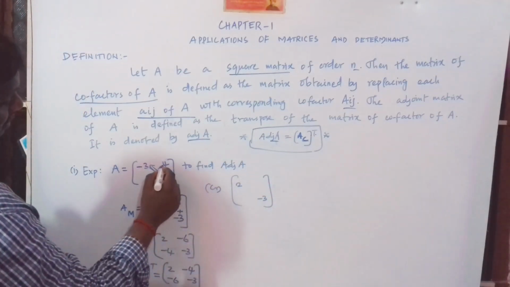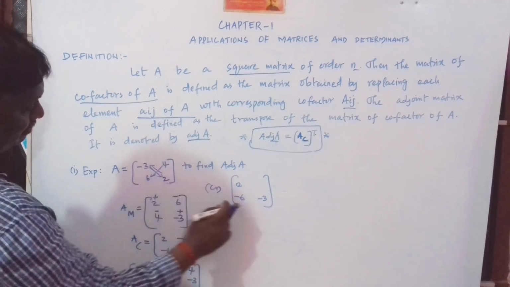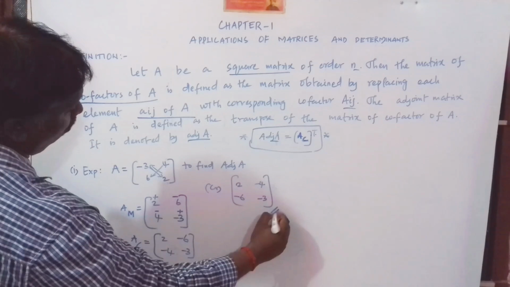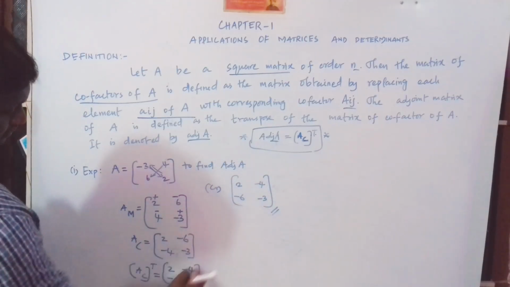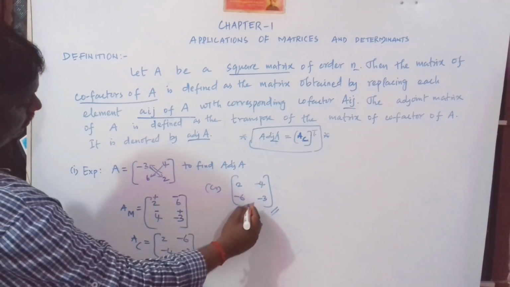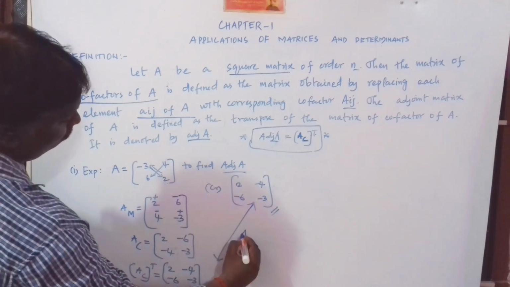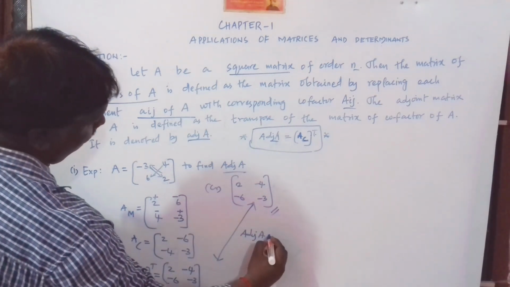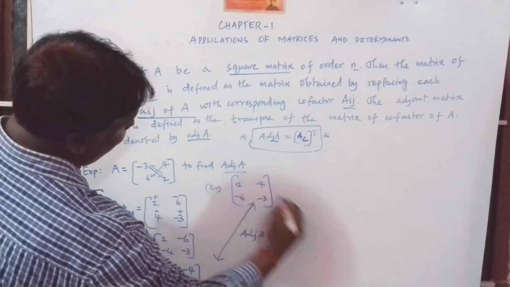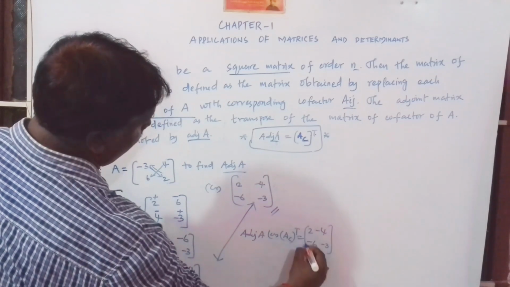Next, the minor diagonal values take the opposite sign. Plus 6 means minus 6, minus 6 means plus 6, plus 4 means minus 4. This is the shortcut method. Now check the answer. Both are equal, no? So this is called adjoint of A. Adjoint of A, or cofactor of A the whole transpose, equals this matrix: 2, minus 4, minus 6, minus 3. That's it.